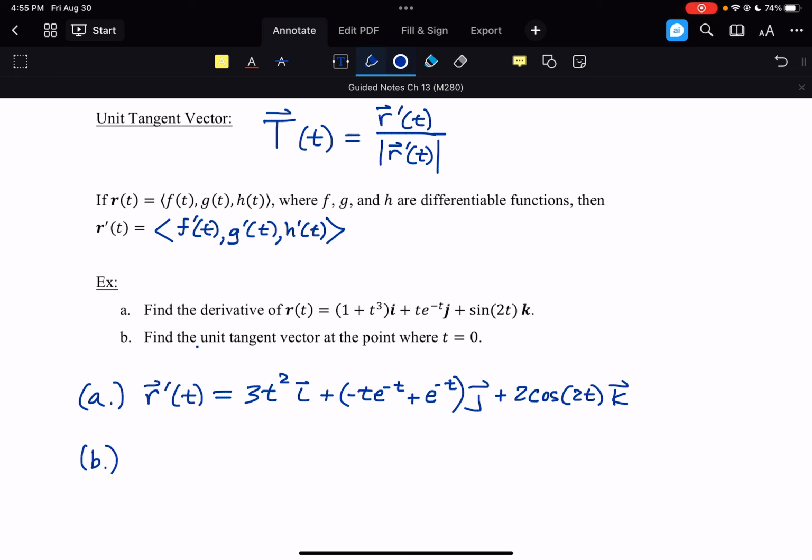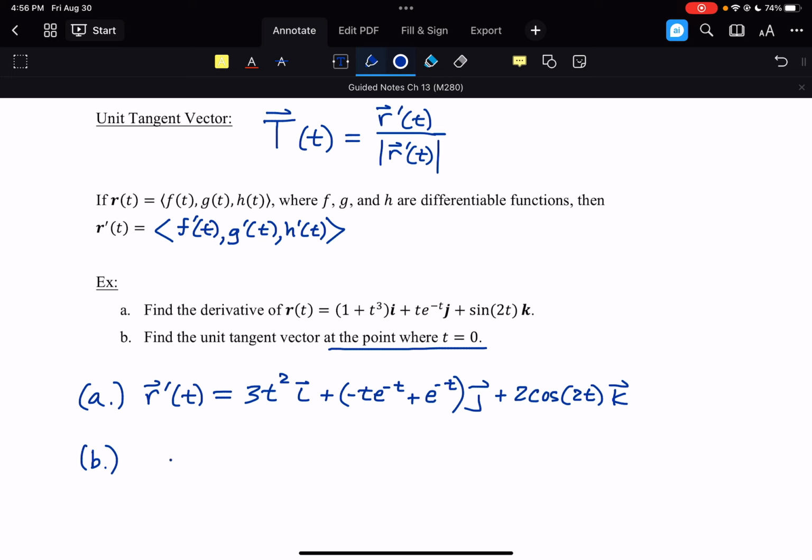Then for part B, we want to find the unit tangent vector at the point where t is 0. If we were not given this part and were just asked to find the unit tangent vector, we could come up with the formula because we already know r prime and we know the formula to find the length of r prime. So we could create a very extended formula in terms of t. However, because we only care about the unit tangent vector at t equals 0, we can substitute in 0 first, and then take the length of that with all numbers instead of working with the parameter t.